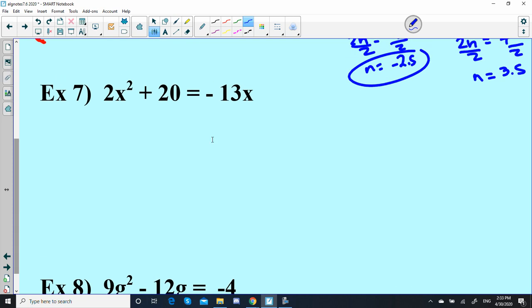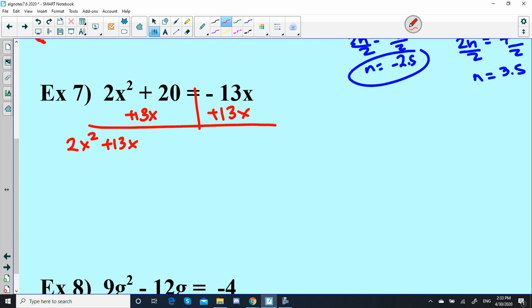All right, notice that this is still factor and solve, but we have something over here on the right other than 0. So I need to move this negative 13x to the left side with the trinomial. So I'm going to add 13x to both sides. Notice there are no other x over here. There's a 2x squared and there's a constant. So I'm going to slide it between so it's in standard form. So 2x squared plus 13x plus 20 equals 0. Now it's in the right form so that I can factor it.